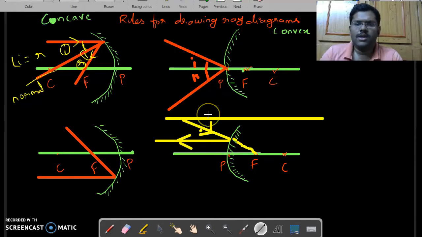So all the ray diagrams, revise them once. These rules are very important for drawing the ray diagrams for concave and convex mirrors. So make it clear, practice more, use a paper and a pencil, practice more and more. The more you practice, the more perfect you become.